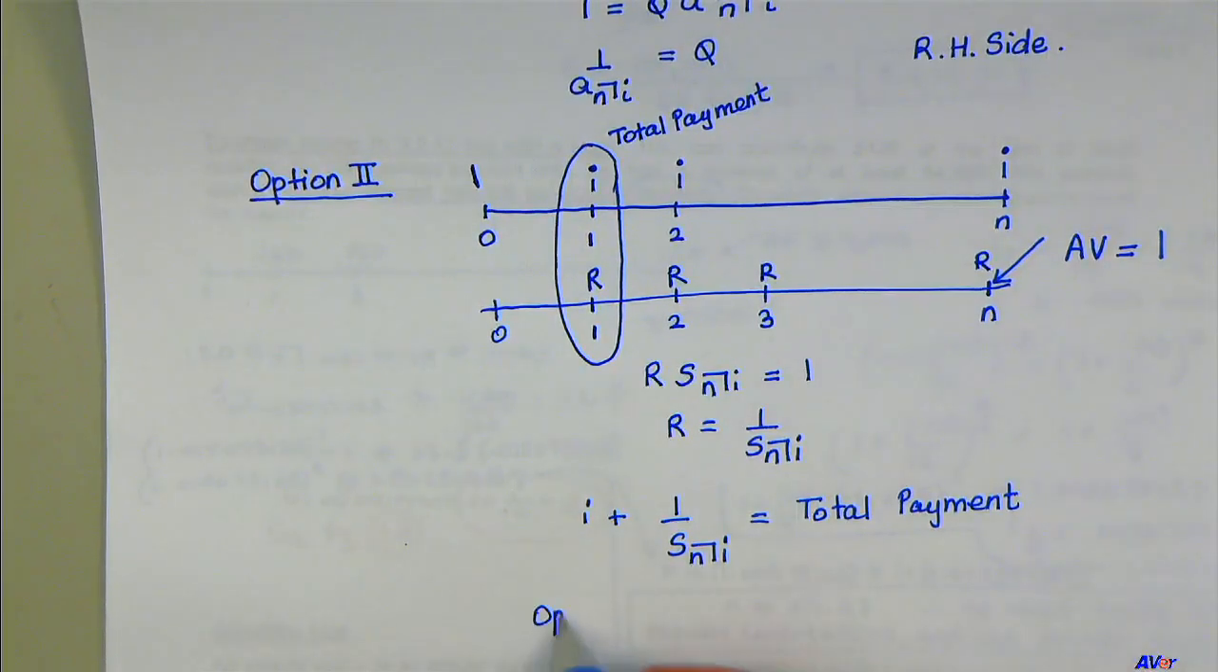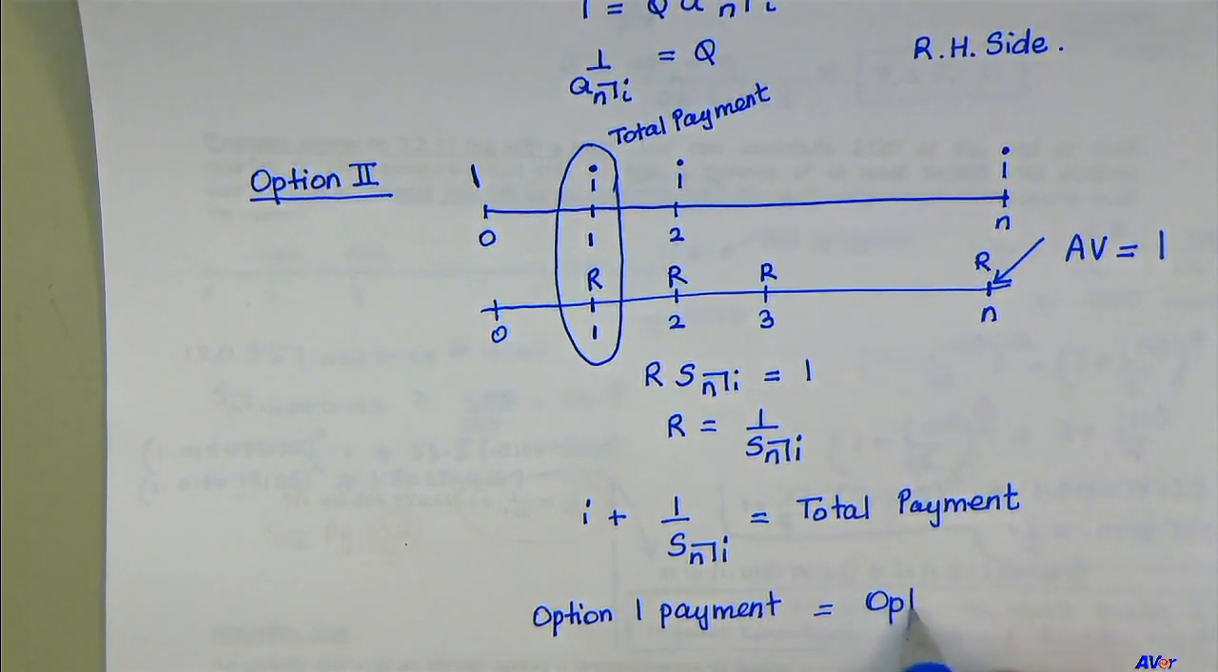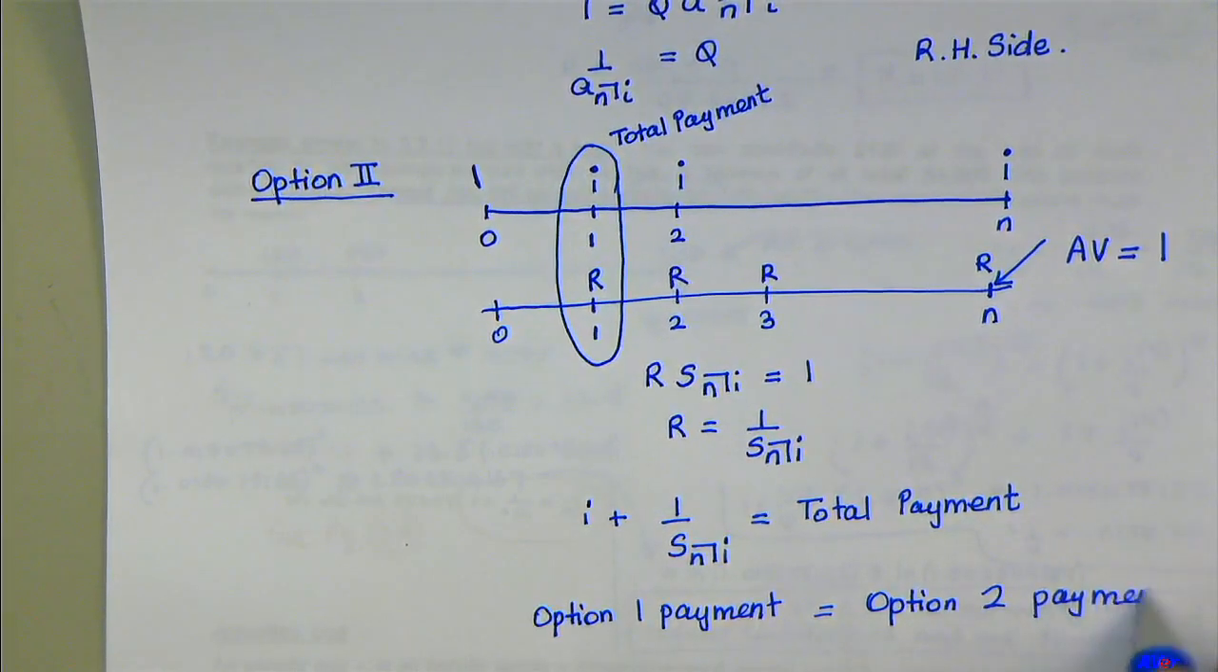So option 1 payment equals option 2 payment. So option 1 payment was 1 over A angle N at I, and option 2 payment was I plus 1 over S angle N at I.